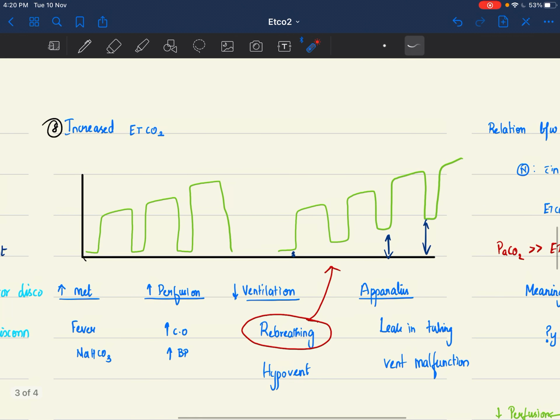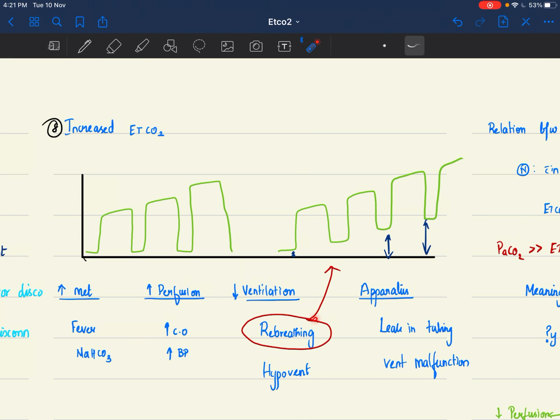The opposite of that is increased end-tidal carbon dioxide. As you can see, the waveforms keep on increasing continuously. Why? It could be because of increased production due to increased metabolism, as in a fever, or you administering too much sodium bicarbonate, extra perfusion, ventilation problems, as in the patient is rebreathing or hyperventilating, resulting in too much buildup of carbon dioxide in blood, hence too much carbon dioxide in your end-tidal carbon dioxide also.